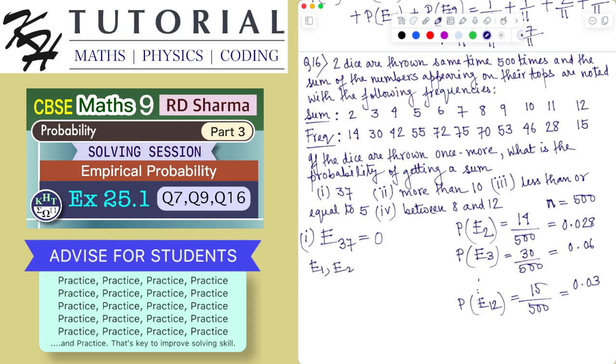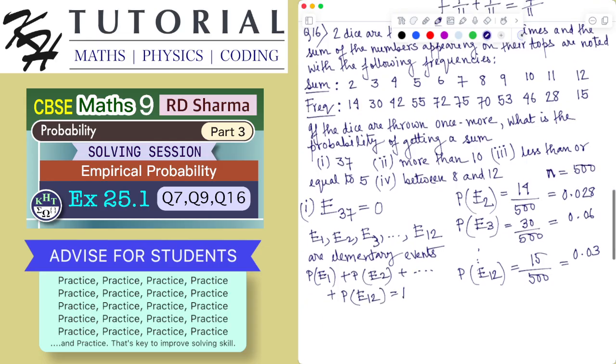So all these events E2, E3 up to E12 are the elementary events, because these are all the possible outcomes. What is the outcome? The sum of the two numbers appearing on the two dice. So obviously the sum of the probabilities of all these events should be equal to 1.